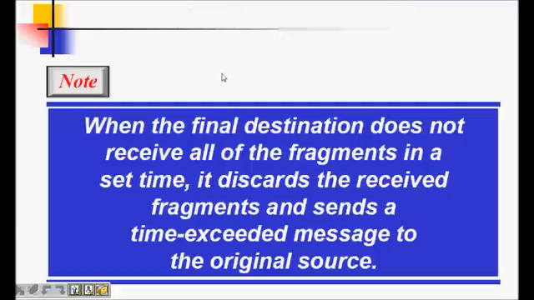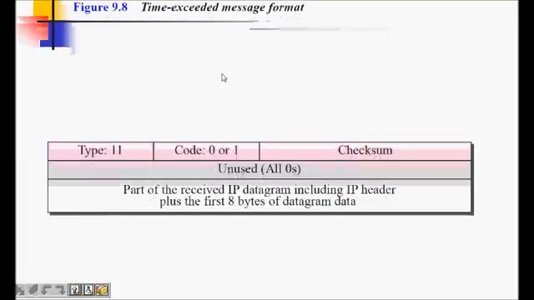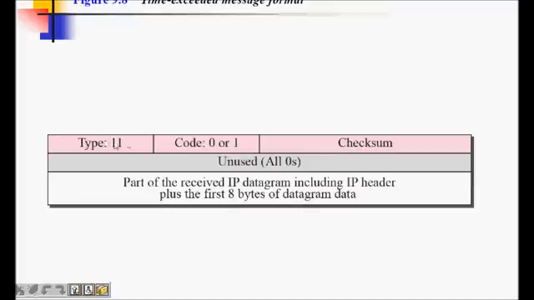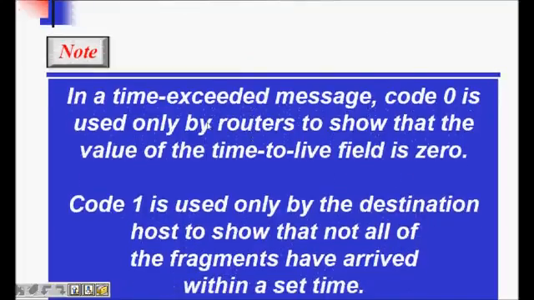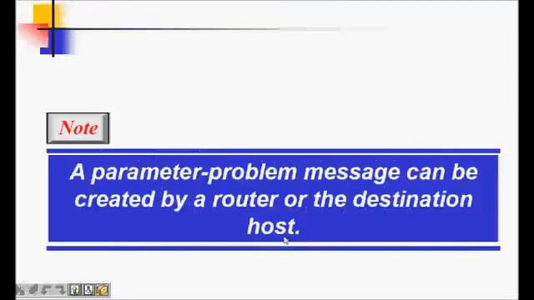So this has type 11 and the code is either 0 or 1. Code 0 is for the TTL value becoming 0, and 1 for fragmentation. Code 0 is used only by routers to show that the value of time to live has become 0. Code 1 will show the fragment problem, as I told you.